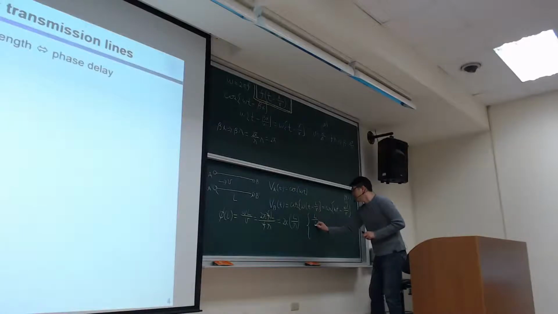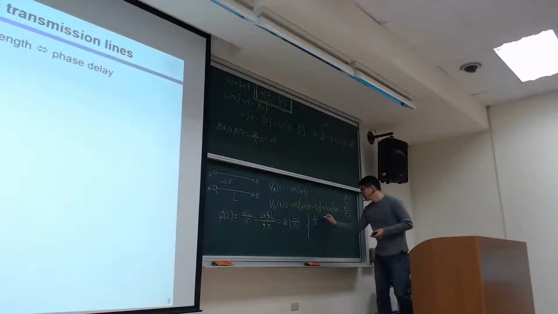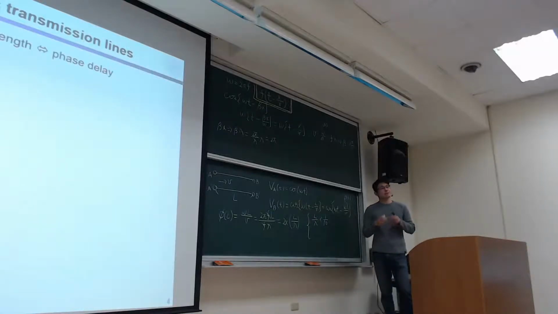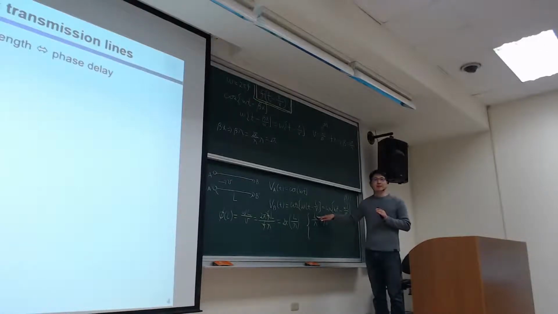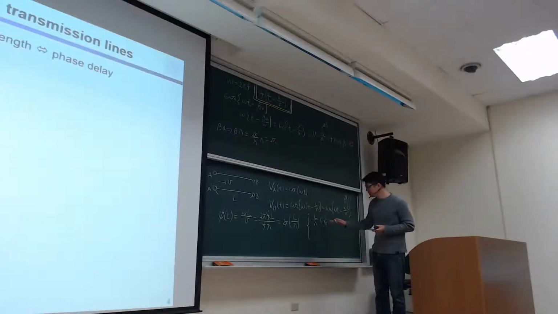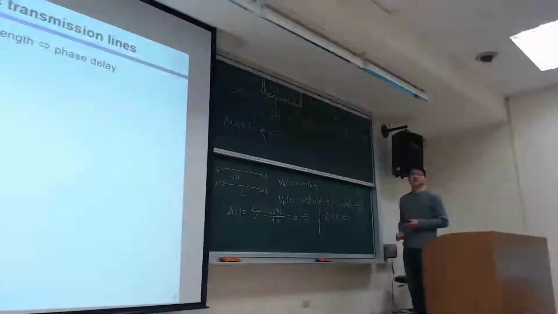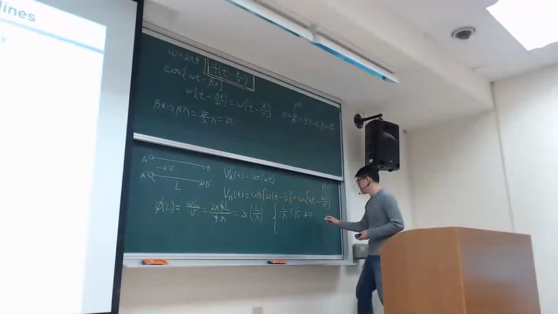When L divided by lambda is smaller than 1 over 10, this means the distance of the transmission line is very short as compared to the operational wavelength, right? In this case, that's what we learned in the past in electric circuits.